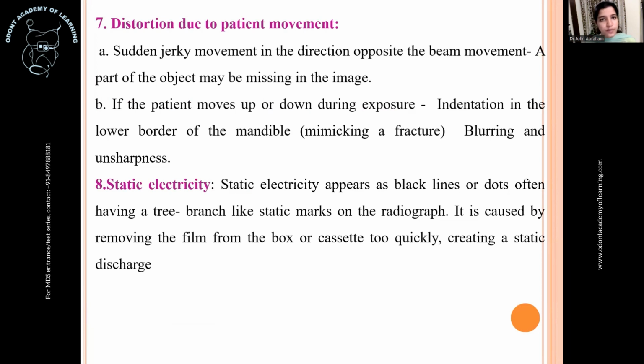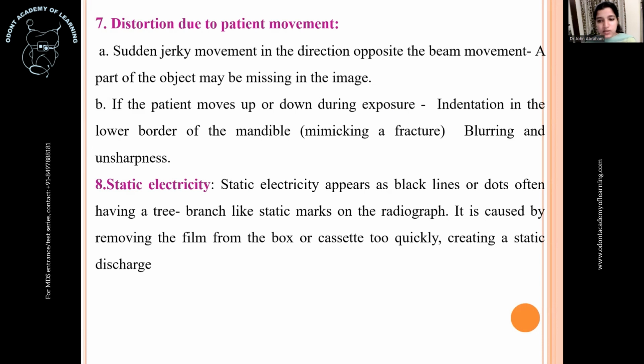So what happens if the patient is moving when our radiograph is being taken? If the patient makes a sudden jerky movement in the direction opposite to the movement of the beam, that part of the object may be missing. That particular area will be missing in the image. So if the patient moves up or down, there will be indentations in the lower border of the mandible, the same as a fracture.